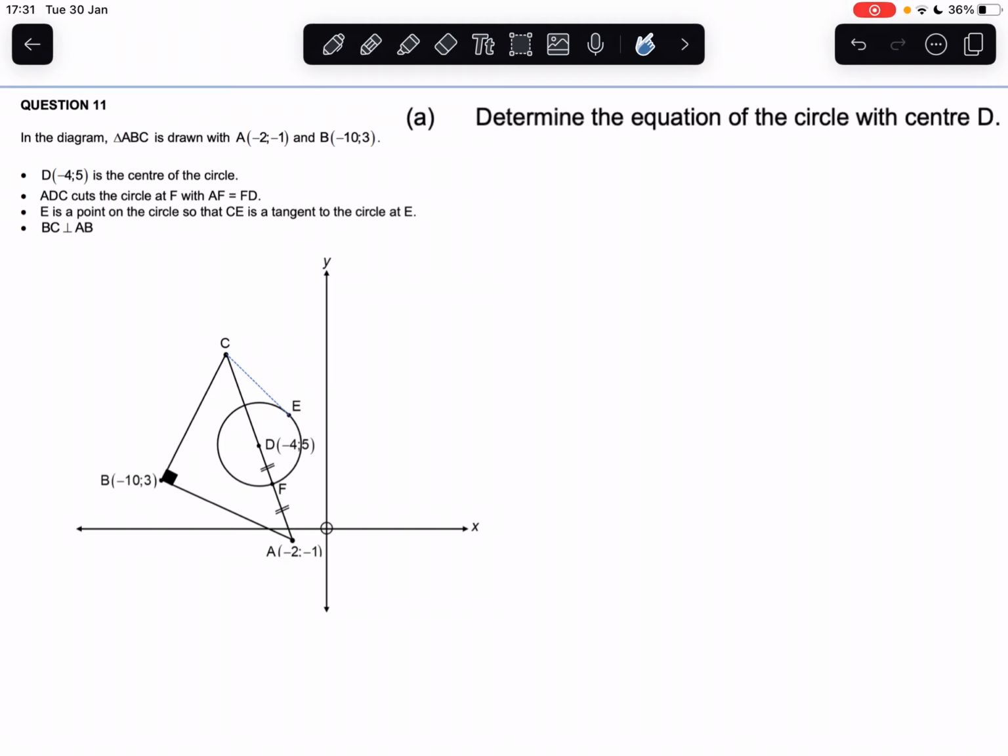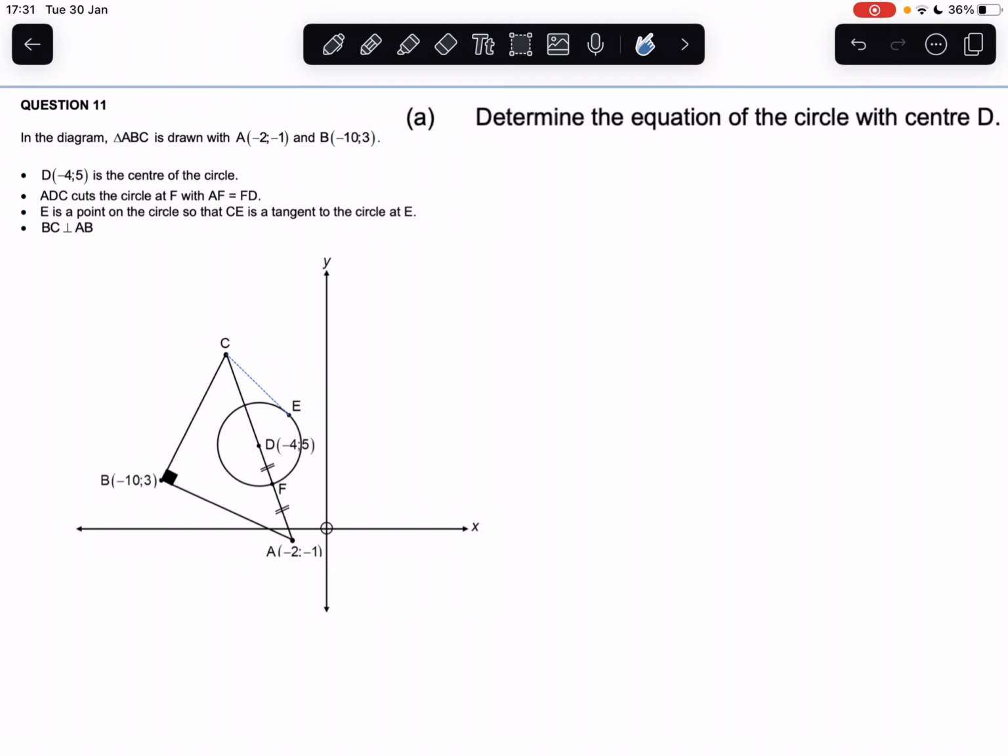In the diagram, triangle ABC is drawn with A, so these are the vertices. A has coordinates -2 and -1. B has coordinates -10 and 3. And we don't know the coordinates of C, I think. Right. Then we're told D, the point -4 and 5, is the center of the circle. Okay, the circle that's been drawn.